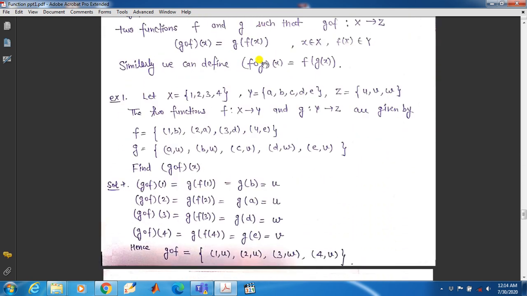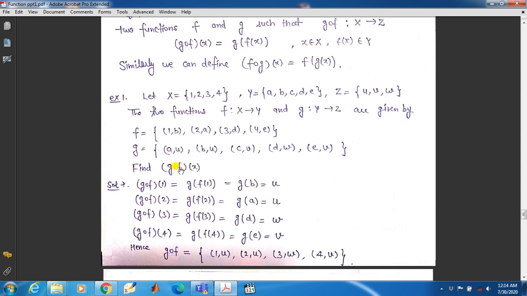For example, here X, Y, and Z are three non-empty sets. X is 1, 2, 3, 4, Y is a, b, c, d, e, and Z is u, v, and w. The two functions are f from X to Y and g from Y to Z. The given functions are described in this way. Small f is given here and small g is given here. You have to find g(f(x)).